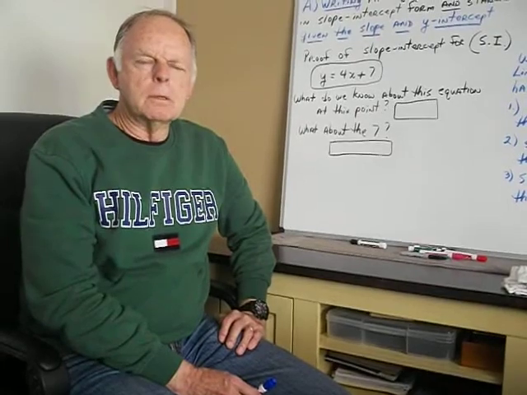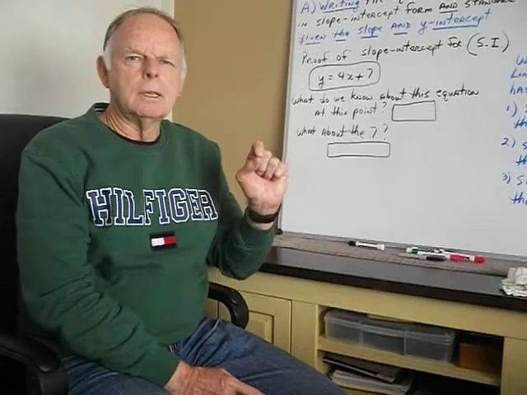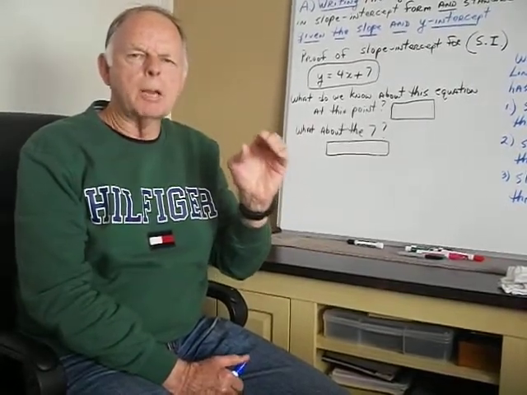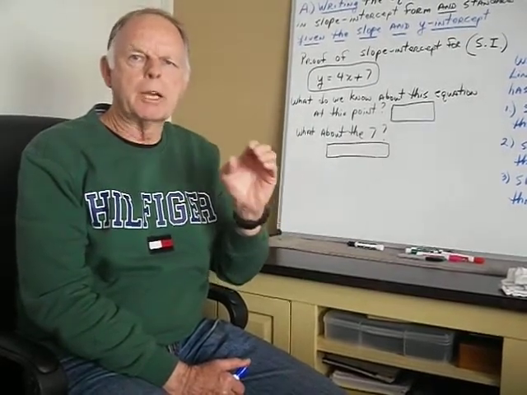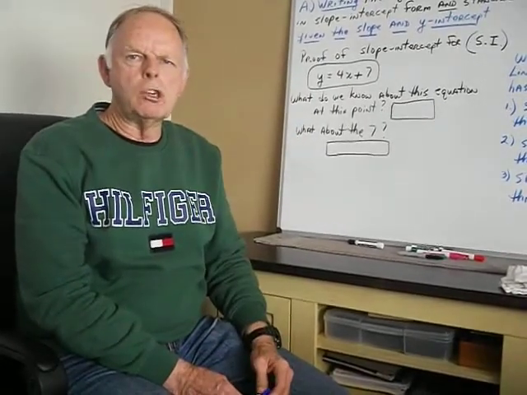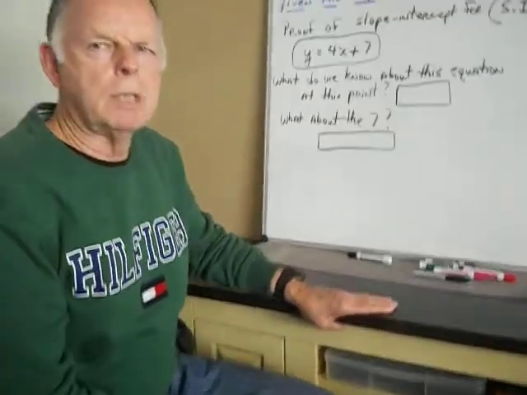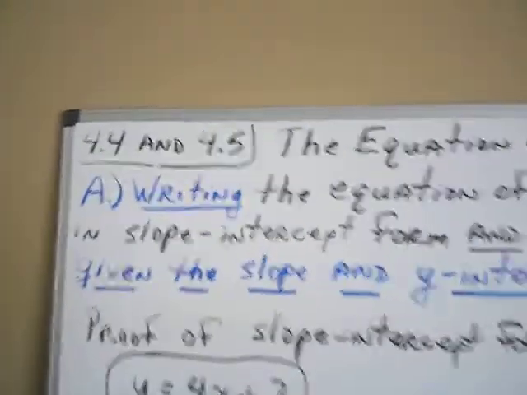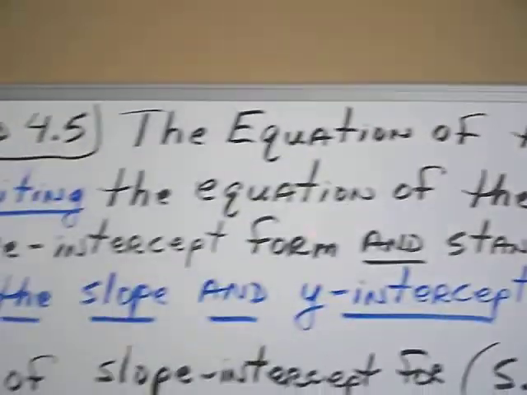Now, this section begins with letter A. The different concepts that we're going to be talking about are going to be identified by capital letters, and all of these capital letters are going to come under this umbrella title called the equation of the line. So we're going to begin with something that we have already looked at from 4.3, finding the slope from the equation.